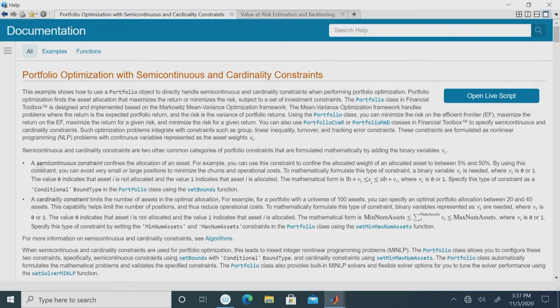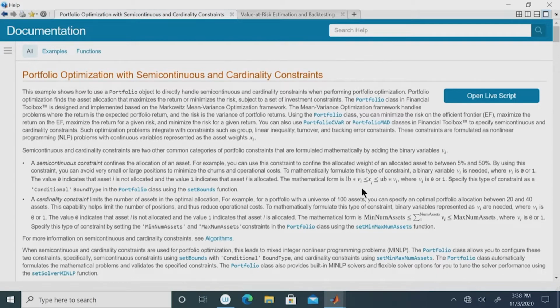The two categories that we have: the first one is the semi-continuous constraint. In this constraint, we will confine the allocation of an asset. To mathematically formulate this, we basically say that we will have a binary variable v_i, which is going to take the value of 0 or 1. When v_i is equal to 0, this means the asset has not been allocated, and when v_i is equal to 1, that means the asset has been allocated. x_i is essentially the weight of the ith asset. Now, if v_i is equal to 0, that means x_i will lie between 0 and 0, both inclusive. So, x_i is anyway going to be equal to 0.